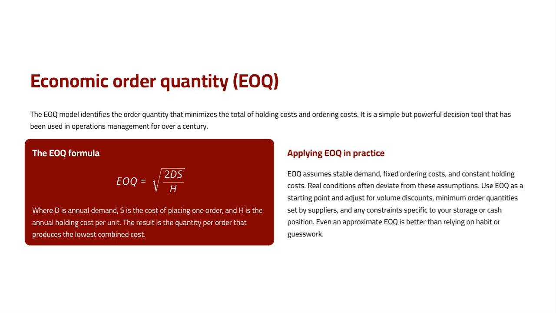By calculating EOQ, you find the optimal order size that balances these costs to achieve the lowest overall expense. However, it's important to remember that EOQ works best under certain assumptions like stable demand and fixed costs. In real life, factors like volume discounts, supplier minimums, and storage constraints will require you to adjust the EOQ figure. Still, even a rough EOQ calculation is far more effective than ordering based on habit or guesswork.